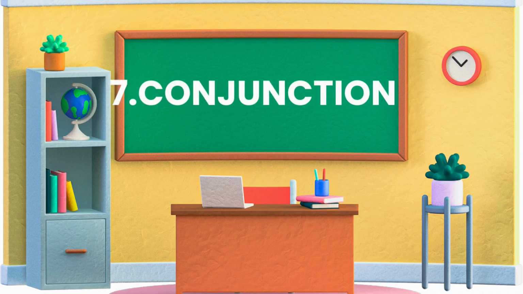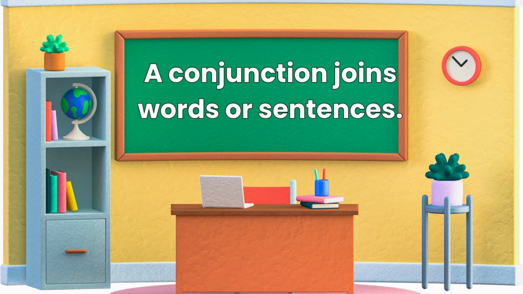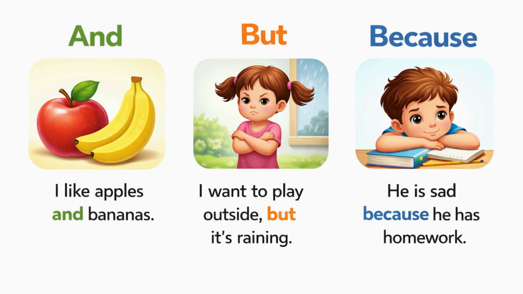Seventh one, conjunction. A conjunction joins words or sentences. Example: and, but, because. I like apples and bananas. I want to play outside but it's raining. He is sad because he has homework.